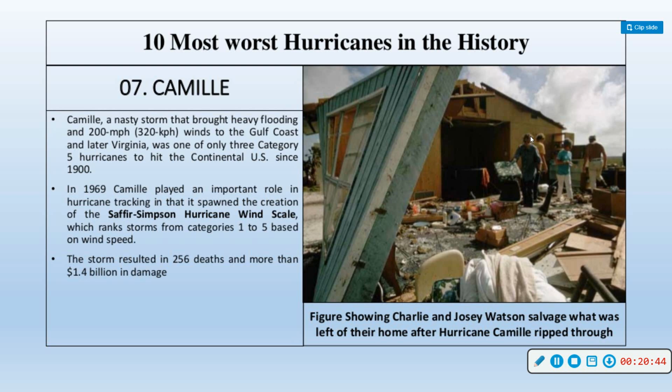Hurricane Camille. It had 205-mile-per-hour winds, hit the Gulf Coast and later Virginia. So it went through Florida. It hit Virginia. I wasn't there when Camille hit, in 1969, before I was born. Camille played an important role in hurricane tracking in that it spawned the creation of the Saffir-Simpson scale that we talked about earlier, and it caused 256 deaths.